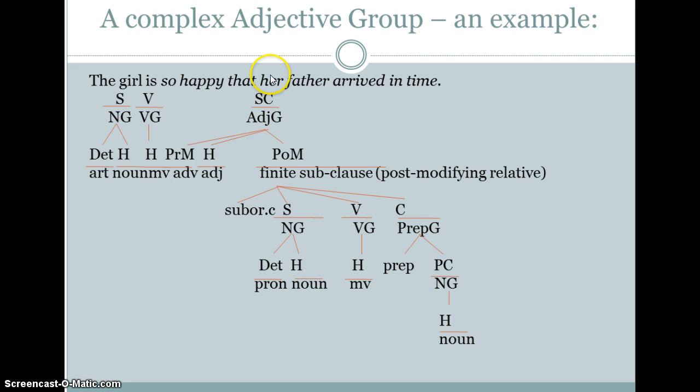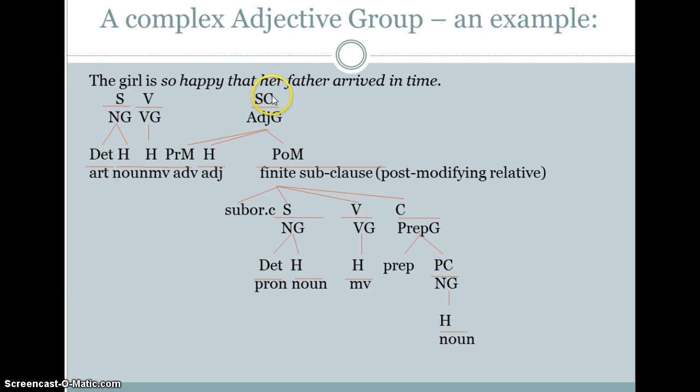And now to a more complex adjective group. The sentence is, the girl is so happy that her father arrived in time. First we find the verbal, is. It's made up by a verb group, a simple verb group with a head, which is made up by the main verb. Then we have the subject, the girl, and the subject is made up by a noun group with a head, which is a noun, and a determiner, which is an article.